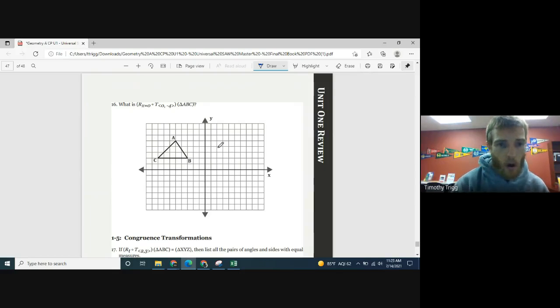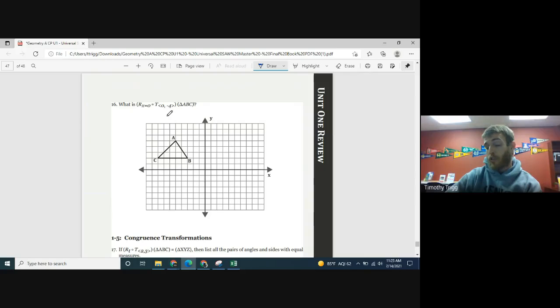What is R, x equals 0, composition with T, 0, -4, triangle ABC? So we have a composition of two isometries. First, we're going to do a translation, and we're going to translate 0, -4. So if you recall, the first number tells you how we're going to translate horizontally, and the second number tells you how we're going to translate vertically.